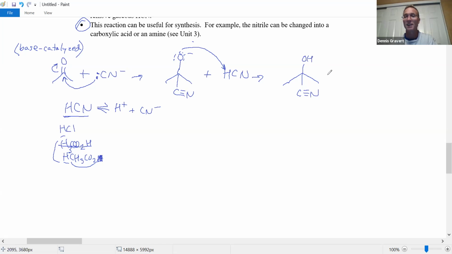And we formed the cyanohydrin, and we reformed the catalyst. So we didn't use up any cyanide ion. There's no net change. Cool. Nice. Done with the mechanism.